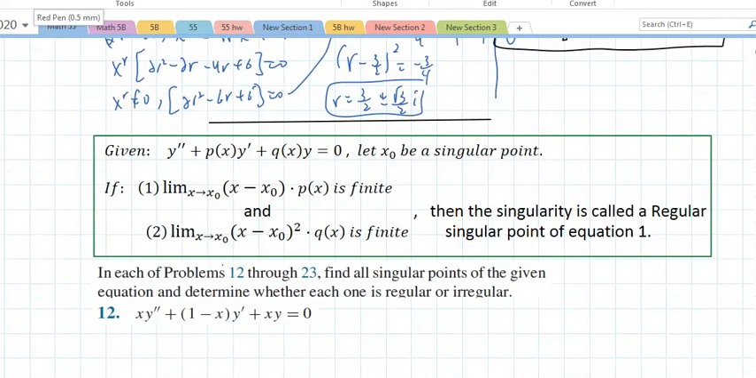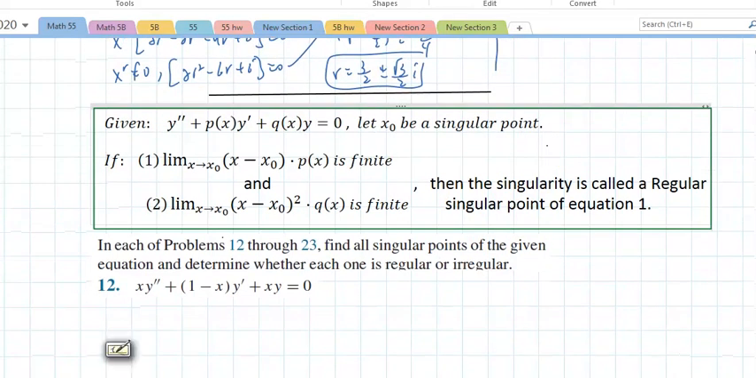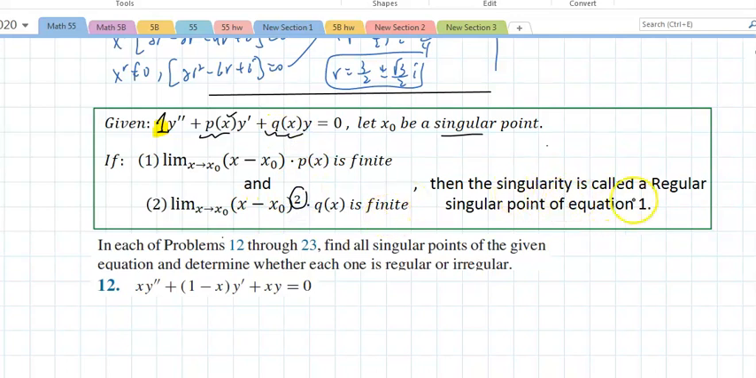The second portion of this section is really straightforward, something that we're going to use a bit, and this is what it says. Again, keep in mind the main player for us. If that's a 1, there's your P, there's your Q. Let x sub 0 be a singular point. If the limit as x approaches x naught of (x minus x naught) times P of x is finite, meaning the limit exists, and if the limit as x approaches x sub 0 of (x minus x sub naught) squared times Q of x is finite, then the singularity is called a regular singular point of equation 1.